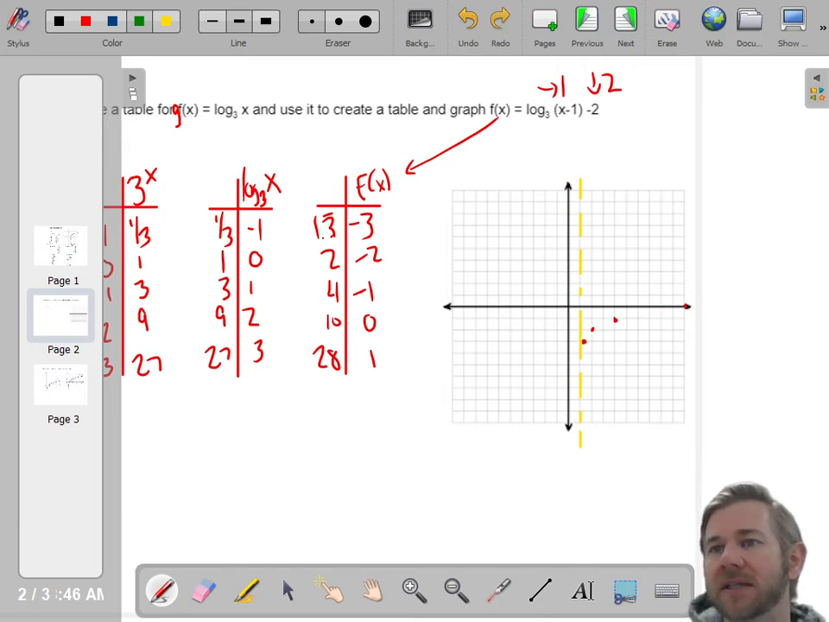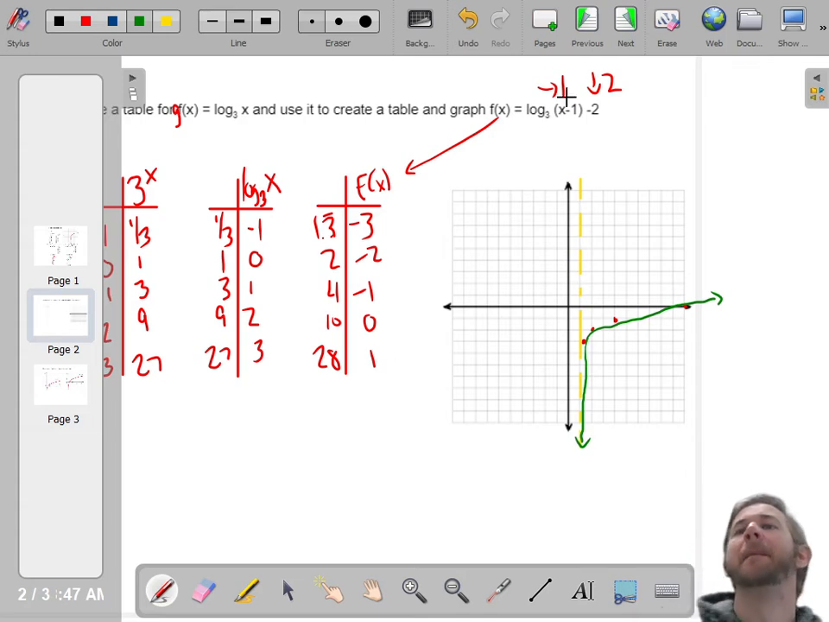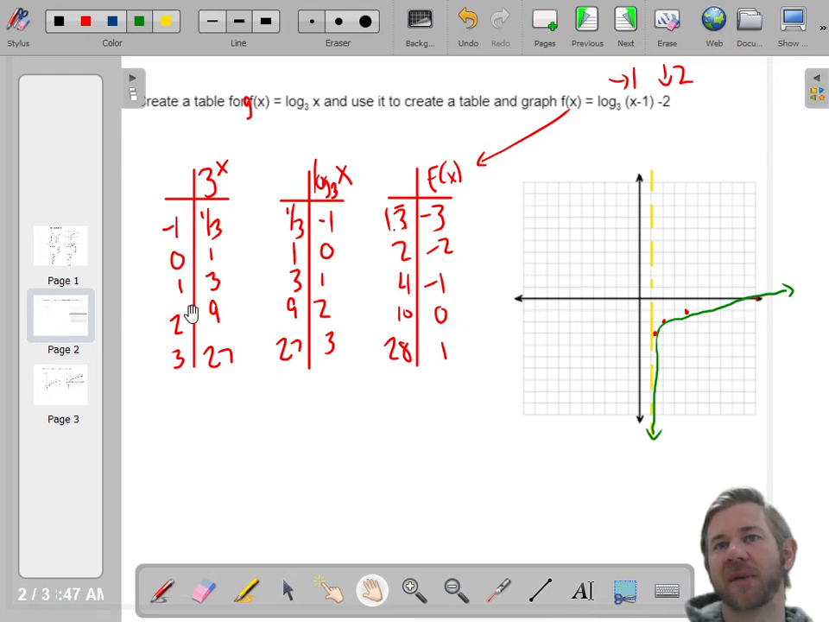Well, it's tough to do with this tablet, folks. I'm trying. Yeah, not my best effort, but it's okay. All right. So there's my base 3 log of x minus 1 minus 2. And all I did was start with the parent function, take the inverse, and then translate it. And that's the whole game.